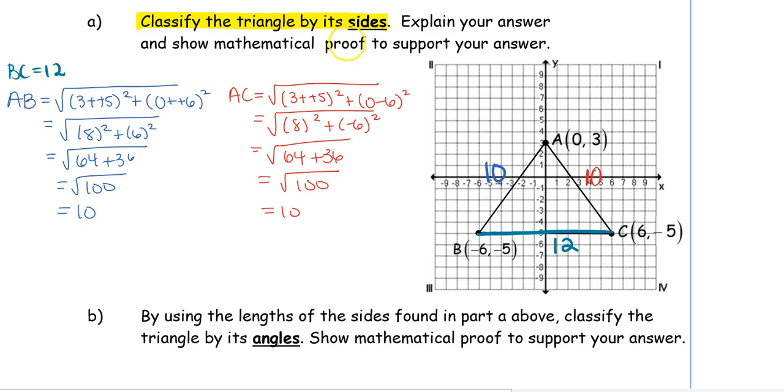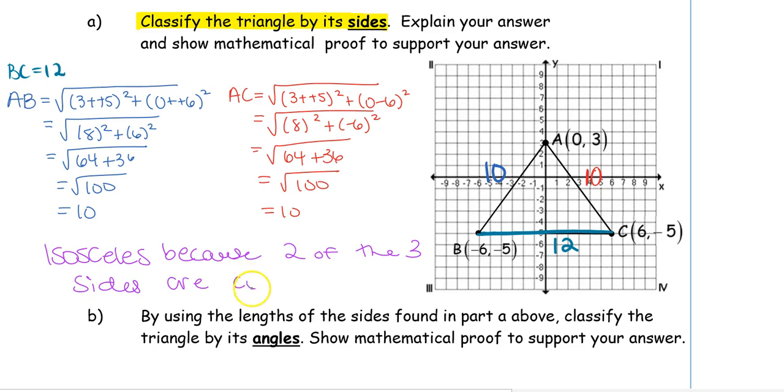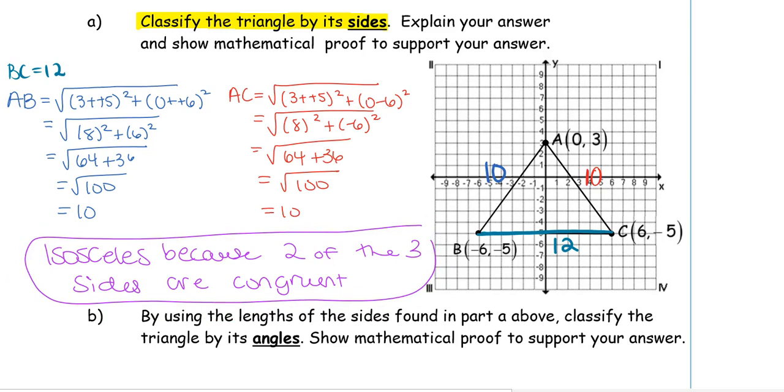So if I want to classify it by its side lengths, I'm going to say that this is going to be an isosceles triangle because 2 of the 3 sides are congruent. Remember, we always are going to justify our answer. Explain, how did you know it was going to be isosceles? What made you draw that conclusion?